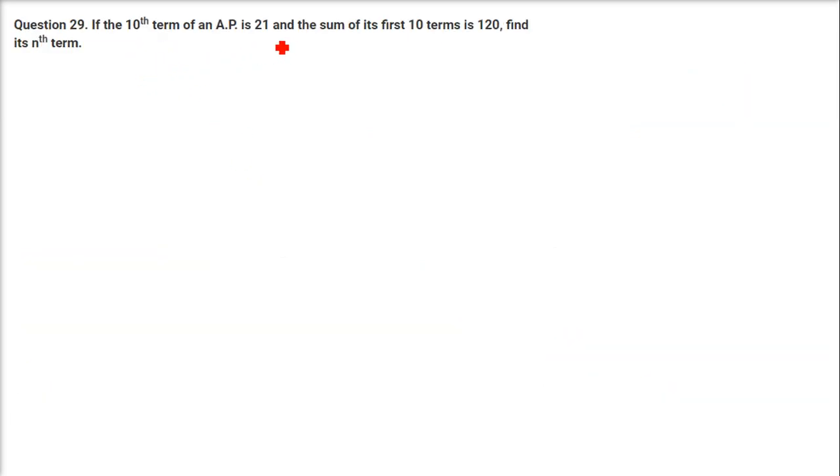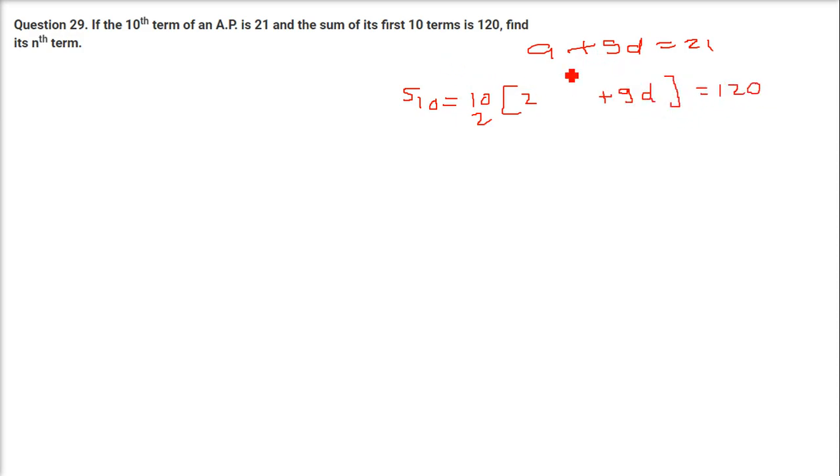If the 10th term of an AP is 21 and the sum of its first 10 terms is 120, find the nth term. So if the 10th term of an AP is 21, that is A plus 9D is given as 21. So we can have an expression here, and sum of first 10 terms, that is S10, which is 10 by 2, 2A plus n minus 1 into D, that is 2A plus 9 into D. This is given as 120. Now in place of A I am writing 21 minus 9D, right? 21 minus 9D. So this is equal to 120.